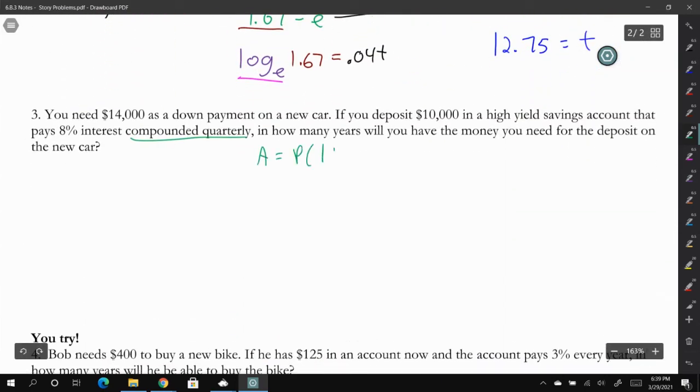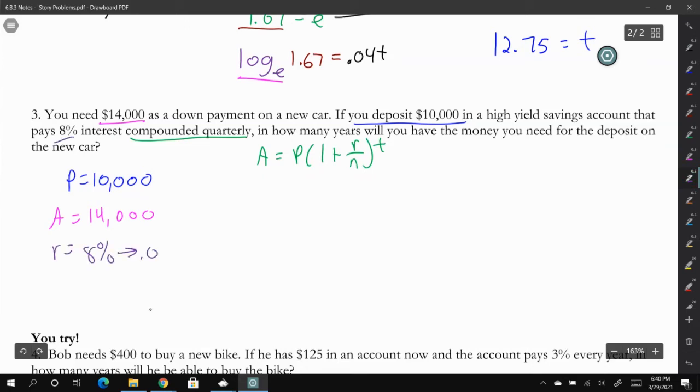A equals this formula. The stuff in the parentheses is going to slow us down a little bit. But our P value, our initial value, is $10,000. We are aiming for $14,000. That's how much we need. My rate is 8%, which is 0.08 as a decimal. And because it says compounded quarterly, my n value is 4. So now I can plug all those values into my equation here.